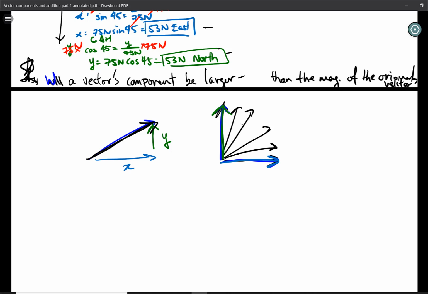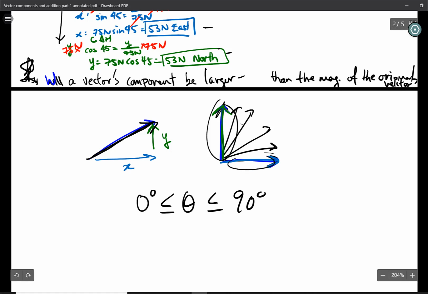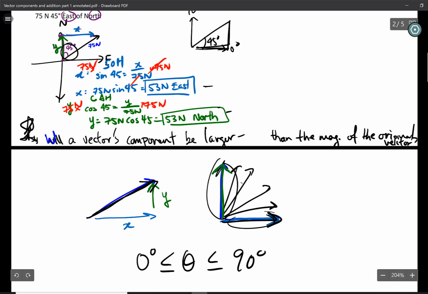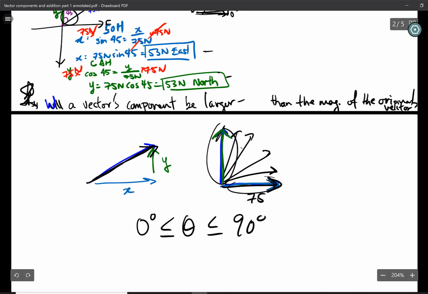Okay, so if you want to think about that in terms of angle, you're going to have some angle between 0 degrees and 90 degrees. And we're talking about the extreme cases, 0 degrees and 90 degrees. In those cases, you're not going to have a y or an x component, which means your whole vector's magnitude will be in that direction. So if we took our previous case, 75 newtons, and it was just east, then the component east will be just 75 newtons.